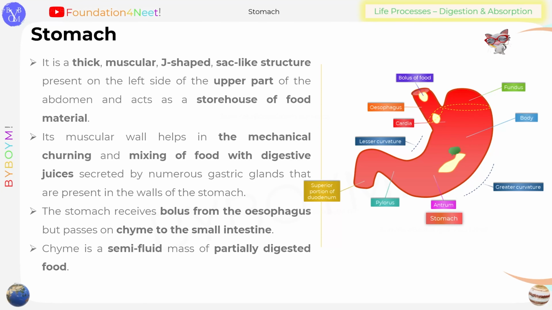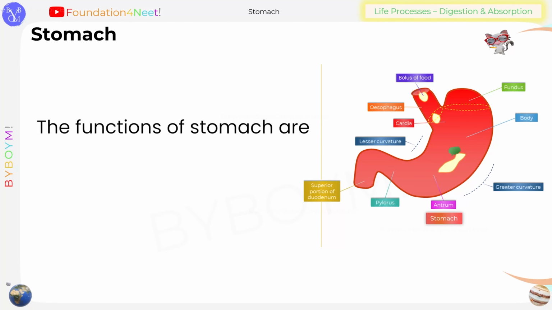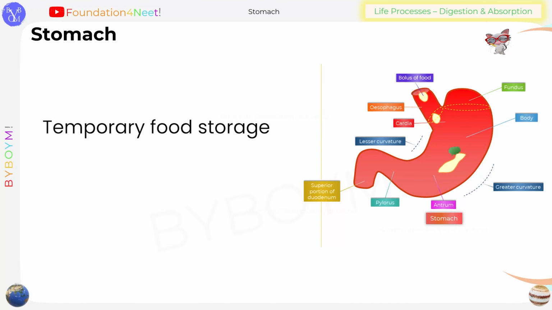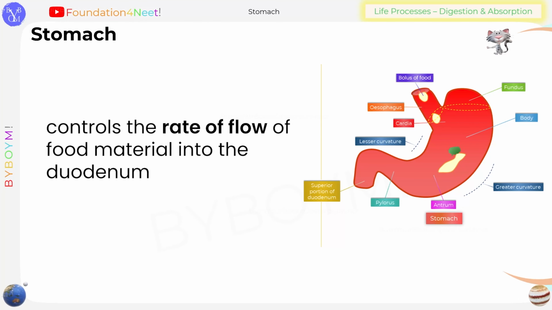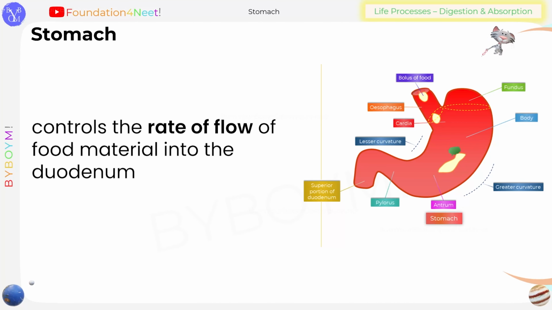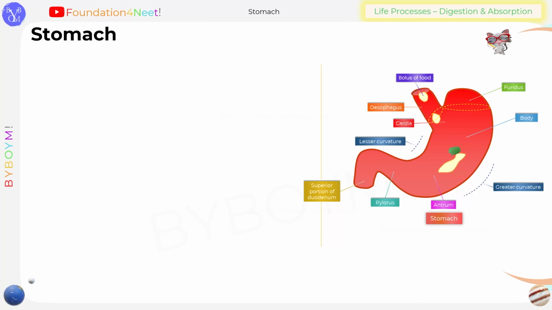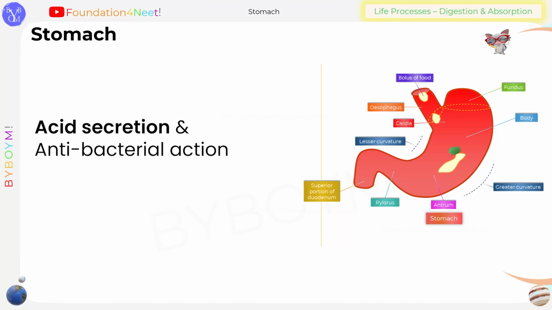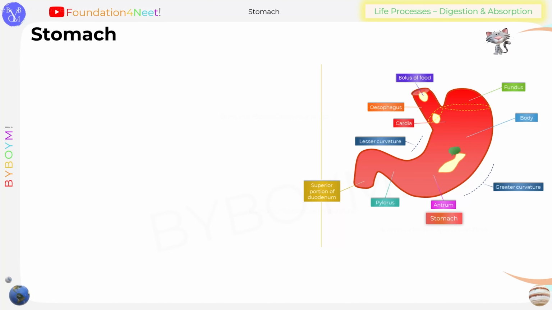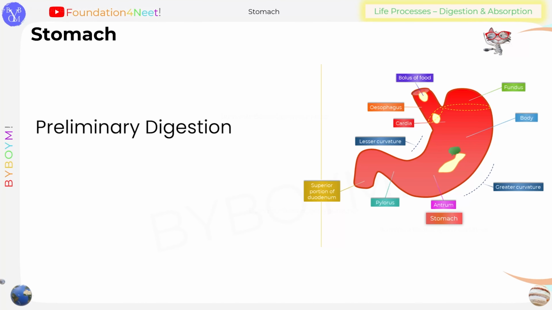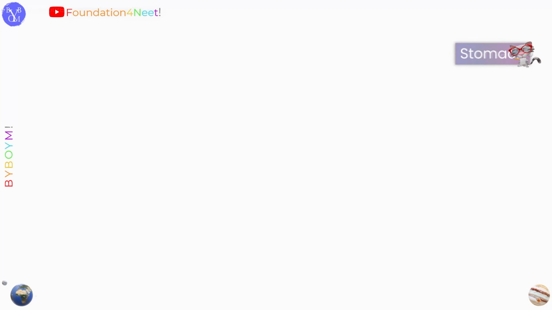So what are the functions of the stomach? The functions of the stomach are: number 1, temporary food storage. Number 2, the stomach controls the rate of flow of food material into the duodenum. Number 3, acid secretion and antibacterial action. Number 4, preliminary digestion. Now we are going to take a look at your stomach.